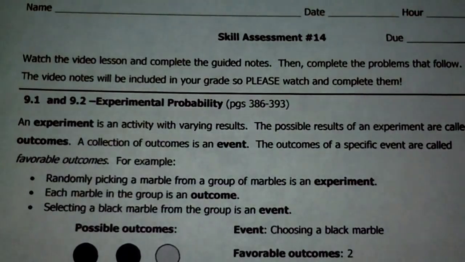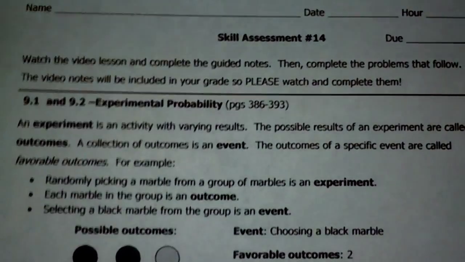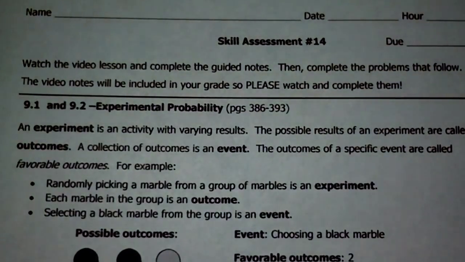So as part of your skill assessment grade, you do need to write down everything I write down, so I know that you watched this. Don't just copy off your friends, write it down. The words that I'm saying need to be understood too, not just the things that I'm writing. All right, if you want to follow along, we're on pages 386 to 393 today. You can look back as a guide if you'd like, but I think this should do it.